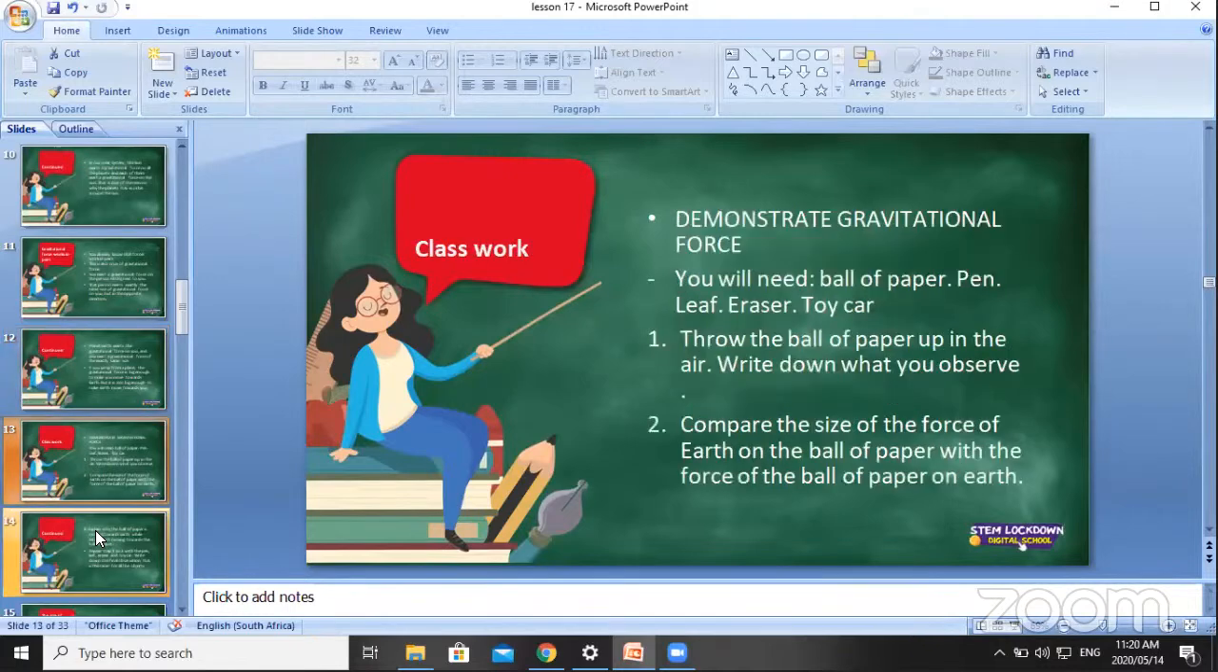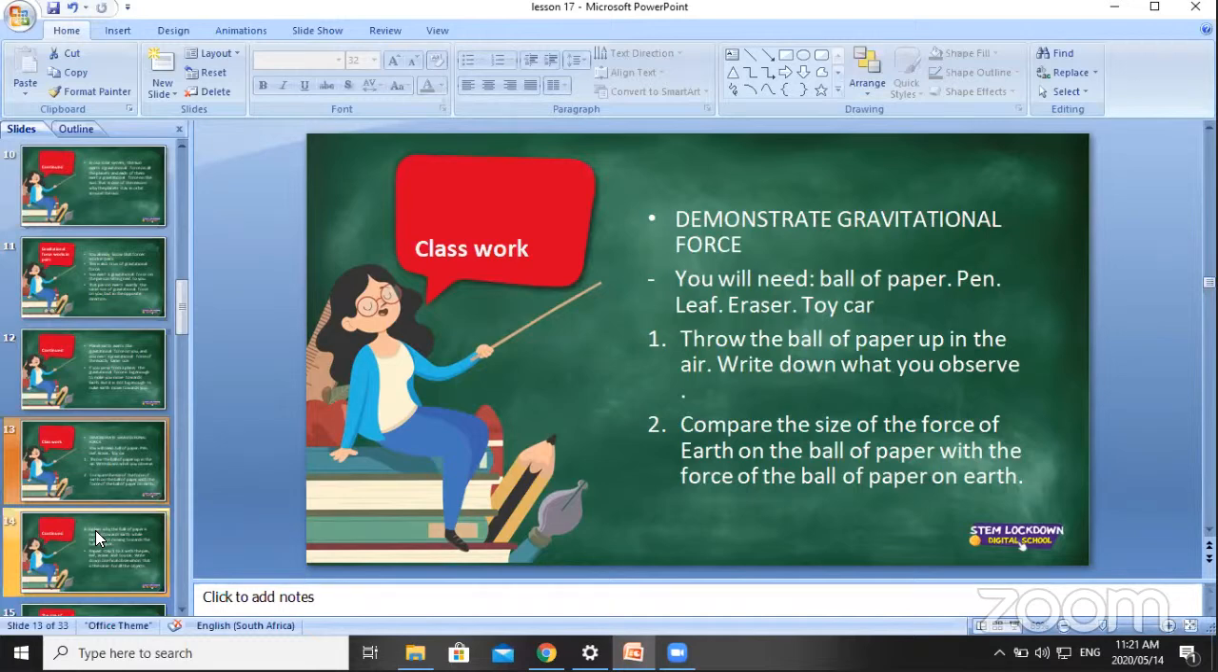So let us look at the demonstration of gravitational force as a part of our classwork. So you will need a ball of paper, a pen, a leaf, an eraser, and a toy car. So now you will just take any paper and make it into a ball, and then you have a pen, a toy car, an eraser, and then what else do I have? Oh, you have a leaf. Yes. So now you have to compare the sizes of them. And so throw the ball of paper up in the air and you write down your observation.